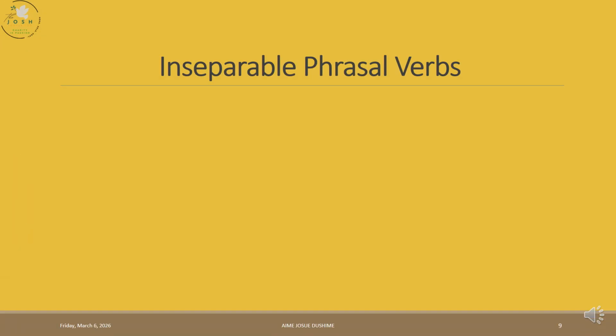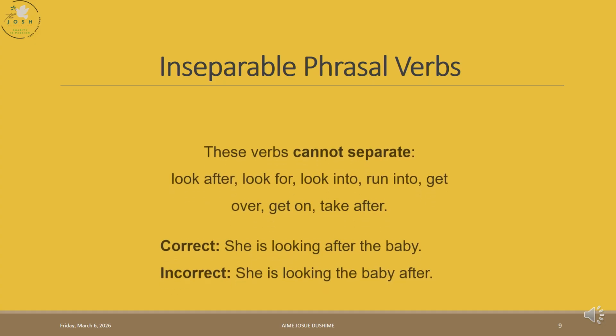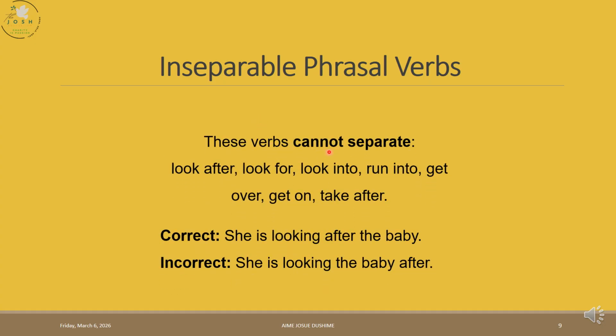When we go into the inseparable phrasal verb, these verbs cannot separate. You can never separate these verbs. They always stay together like this. The verb and the particle stay together, and then you put an object at the end. Look after, look for, look into, run into, get over, get on, take after. Like that. She is looking after the baby. That's correct. But I cannot say she is looking the baby after. Never do that. That's a very, very huge mistake.